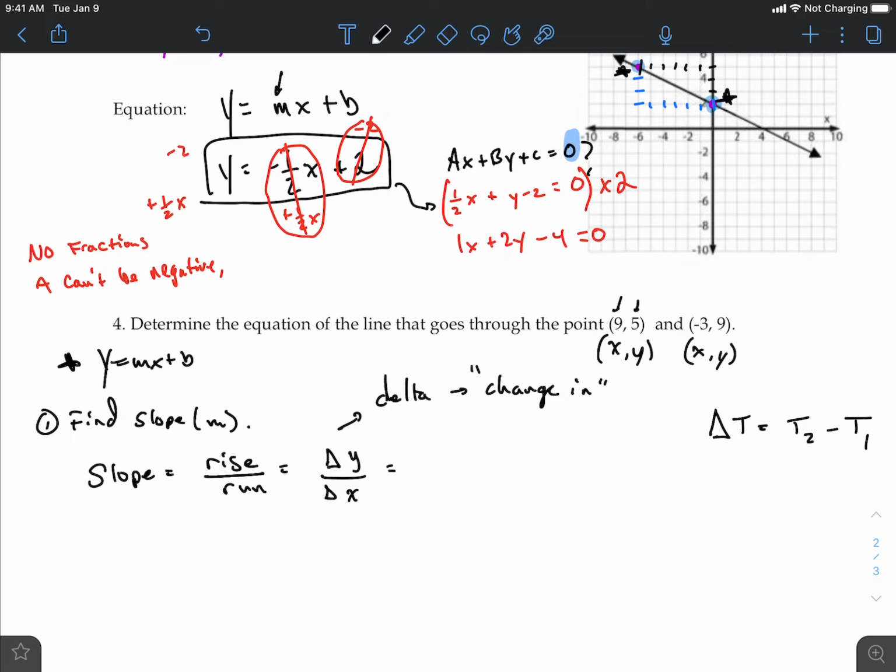Except it's not T, it's not temperature, it's X and Y. So you're going to go Y2, take away Y1. That's the change in the Y's. Divide that by X2, take away X1. That's the change in the run, or the X values. That's all you need to know. Then we're going to revisit these points here.